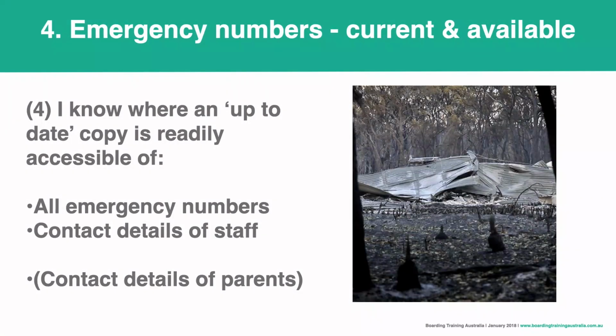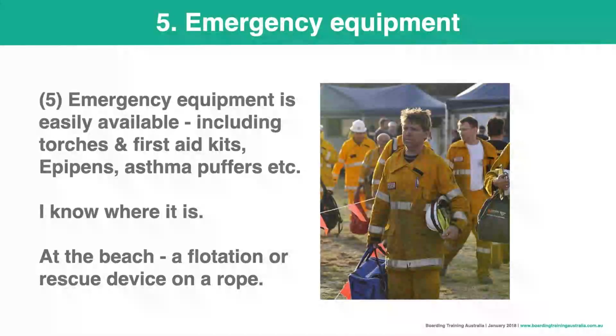Another point we want to make sure of is that you've got emergency numbers that are current on your lists and they're available to everybody in the residence to quickly be able to grab those numbers and be assured that they're up to date. What about your parent details? How current and up to date are they? If you need to contact a parent urgently because a student's been injured or killed, you want to do that before the news gets out in any other way. So you've got to have current and up to date parent details as well.